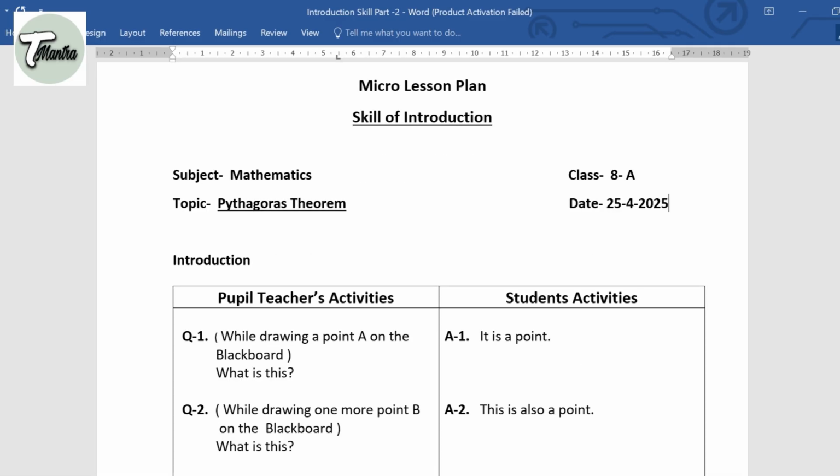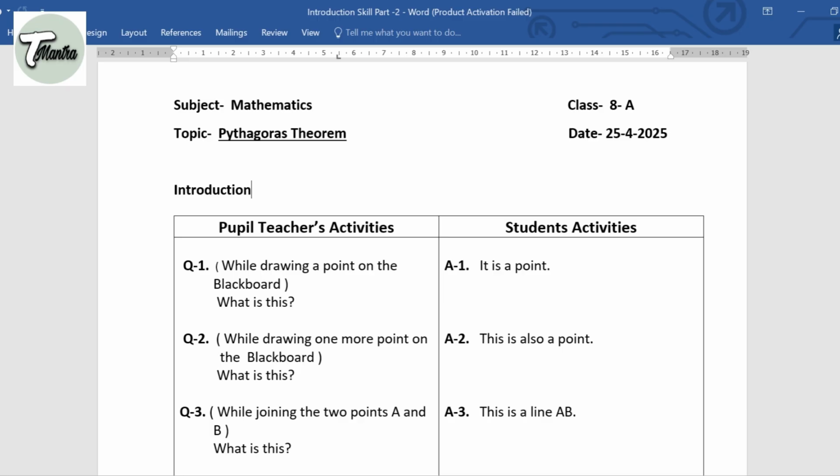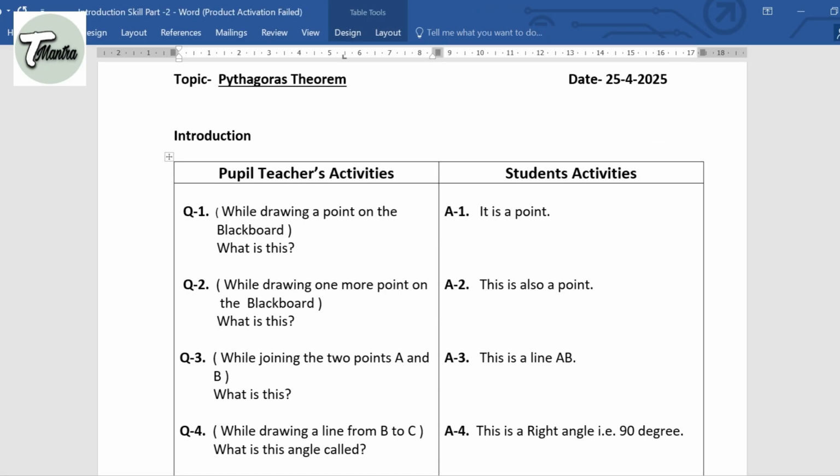Now in brackets you will write, while drawing one more point B, what is this? Answer would be, this is also a point. Now in brackets, while joining 2 points A and B, your question is, what is this? Answer would be, this is a line AB. Now again in brackets you will write, while drawing a line B to C, what is this angle called? Answer would be, this is a right angle, that is 90 degree.